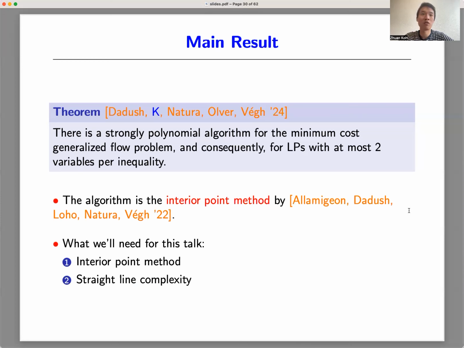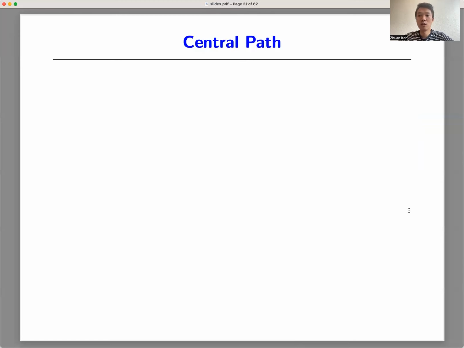So from here, I will first provide some preliminaries that we will need for this talk before discussing the main result. And these are interior point methods and a new notion of complexity for linear programs called the straight line complexity. So before discussing interior point methods, we first look at the central path, which is a crucial object in the study of interior point methods.